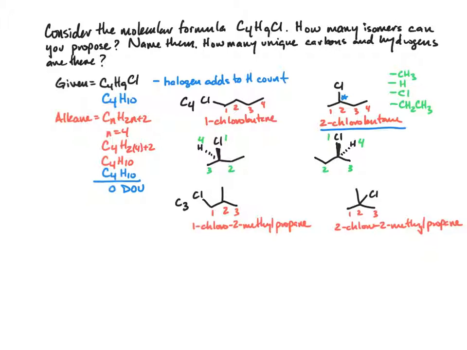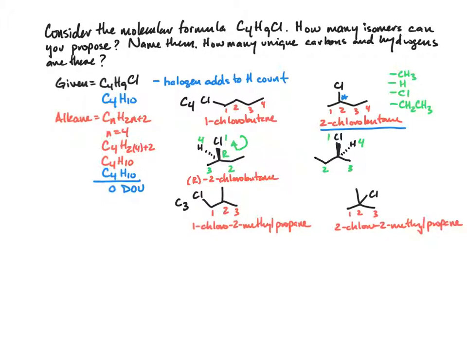And to do this correctly, the lowest priority group has to point away from you, which it is, as we've shown by the dashed bond. And so then what you determine is the order in which these are moving. So the one on the left here is going in a clockwise pattern. So this is going to get the R stereochemistry. So what we can say is this compound is (R)-2-chlorobutane.